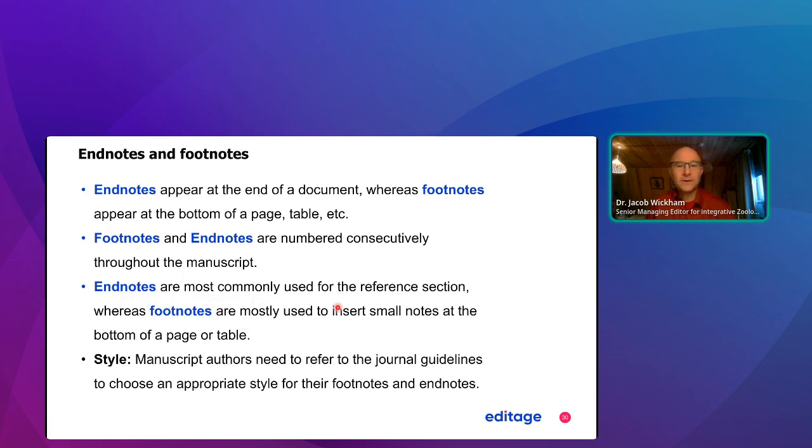Endnotes are commonly used for a reference section, whereas footnotes are used to insert small notes at the bottom of your pages or a table. Footnotes often appear in tables. For style, manuscript authors need to refer to the journal style guidelines for both footnotes and endnotes.